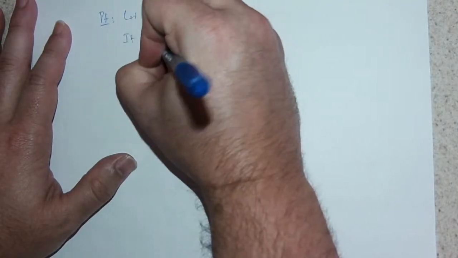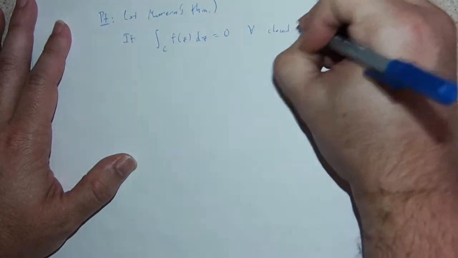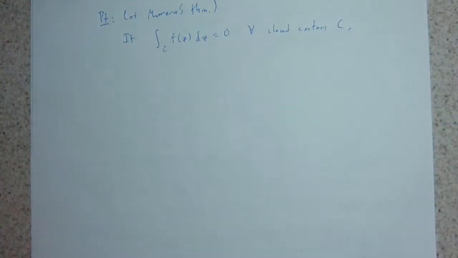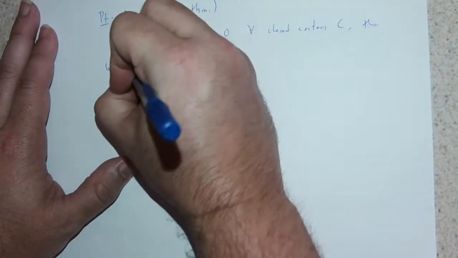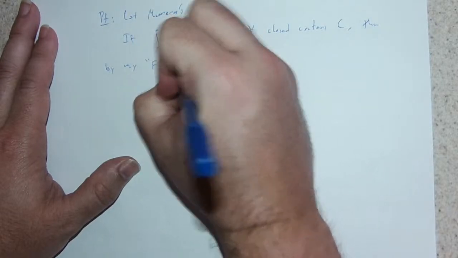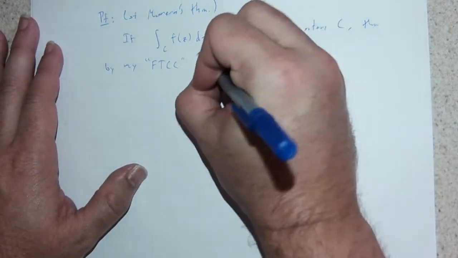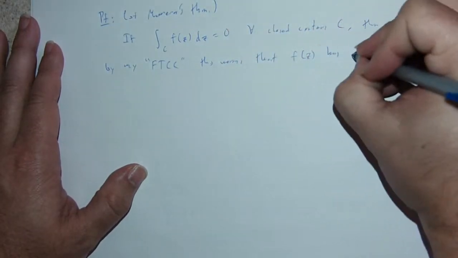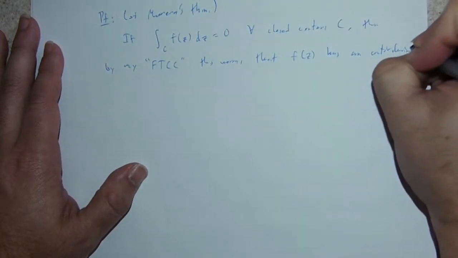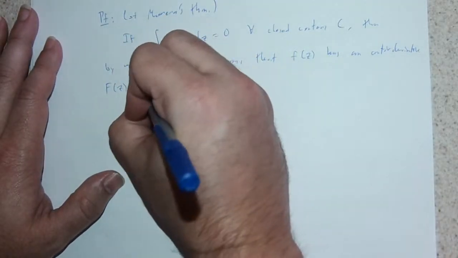So how do I do this? If we assume this condition, that this is 0 for all closed contours C, then by that equivalent condition on my big theorem, then by my FTCC, fundamental theorem of complex calculus, that I had before involving antiderivatives, this means that f of z has an antiderivative, big F, throughout D.